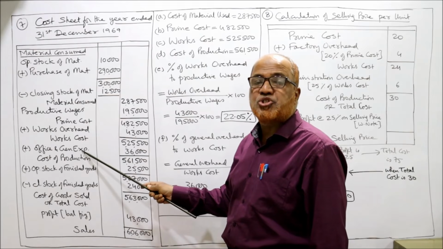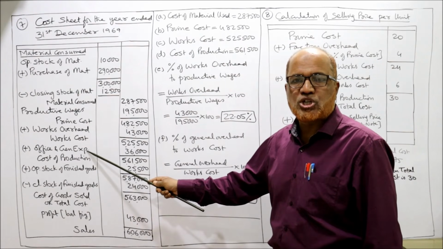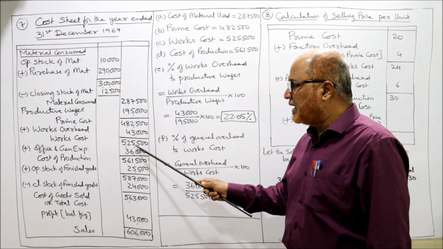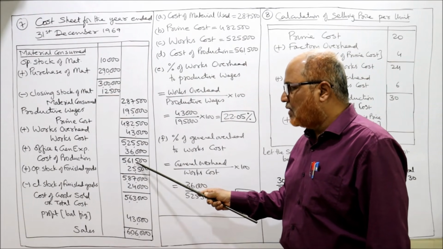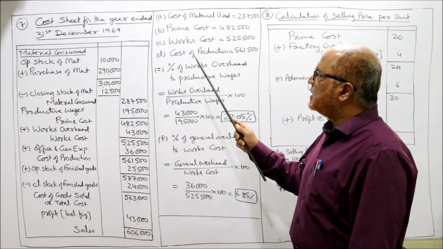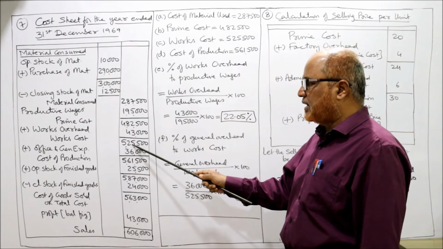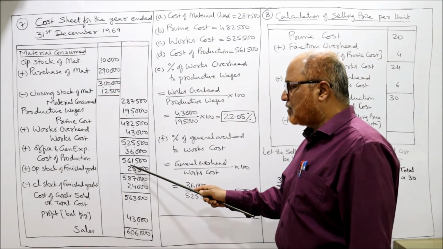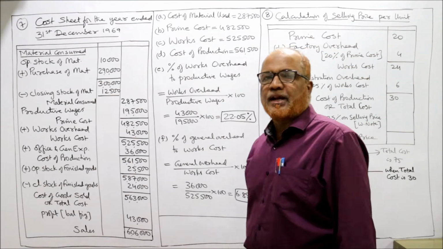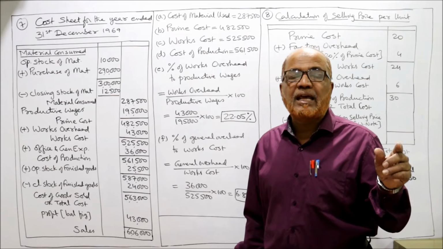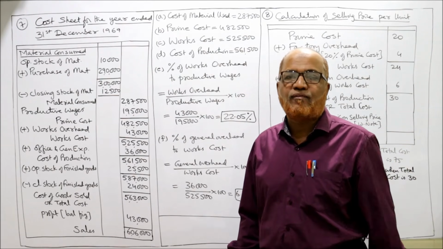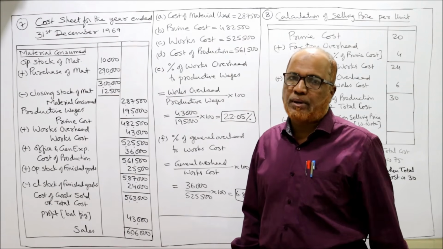Then office and general expenses, which are administration expenses or administration overhead, are 36,000. Add up 5,25,500 plus 36,000, we get 5,61,500. This is the cost of production. To the cost of production, we add opening stock of finished goods and subtract closing stock of finished goods. This format you have to remember.